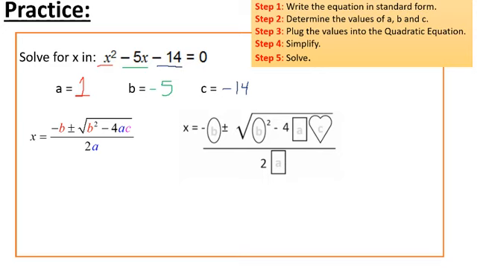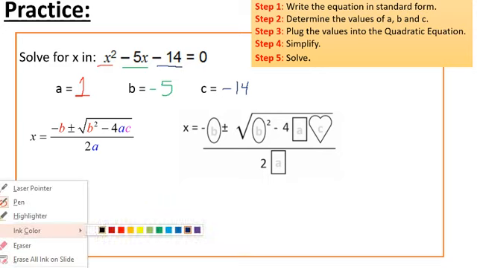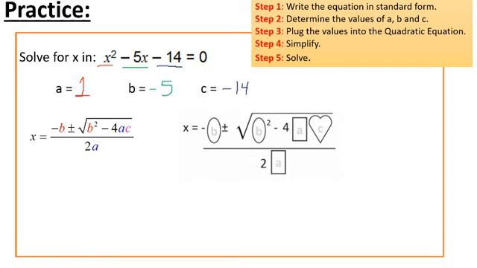So I'm now going to go ahead and take my a, b, and c and plug it into my formula. So negative b, and I'm just going to use the color black here. So b is negative, and then in here is a negative 5. Plus or minus my b again, so negative 5. Minus 4 times 1 times my c, negative 14, all over 2 times my a, which is 1. Now I'm going to go ahead and simplify.